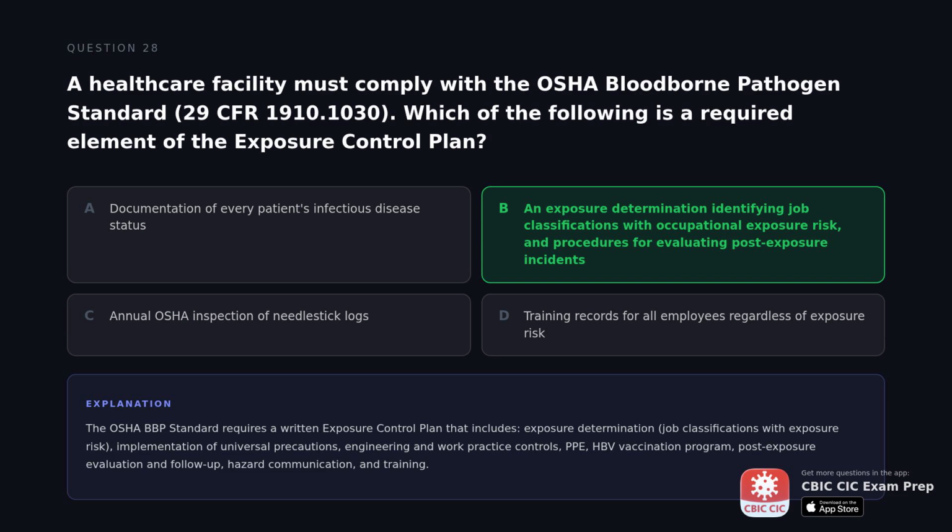The correct answer is an exposure determination identifying job classifications with occupational exposure risk and procedures for evaluating post-exposure incidents. The OSHA BBP standard requires a written exposure control plan that includes exposure determination of job classifications with exposure risk, implementation of universal precautions, engineering and work practice controls, PPE, HBV vaccination program, post-exposure evaluation and follow-up, hazard communication, and training.